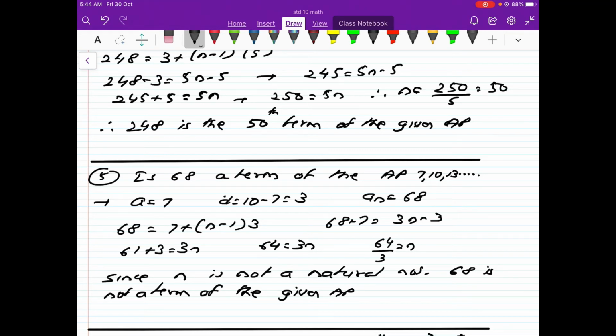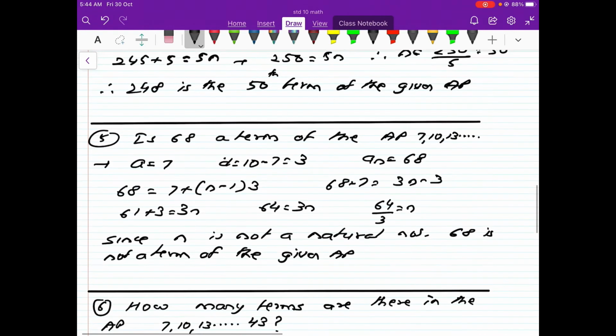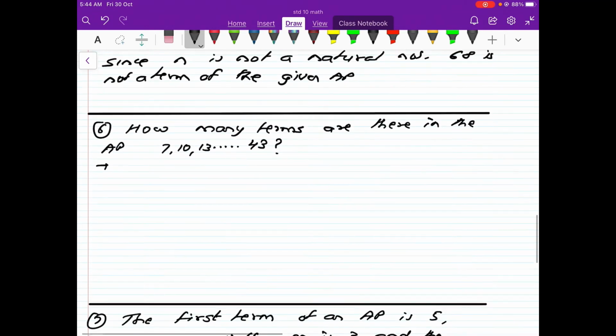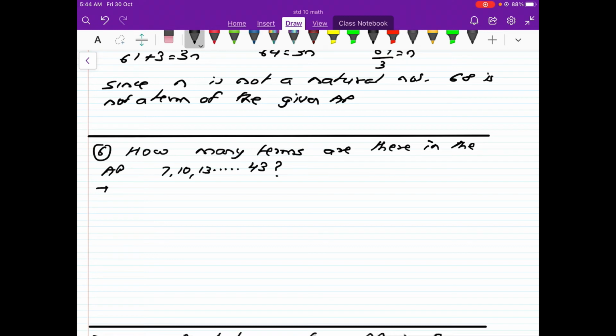Next thing is the sixth one. How many terms are there in the AP 7, 10, 13 up to 43? Now this is a finite AP where we know the first and the last term. We know the difference. We want to find n. So we will write down the data.